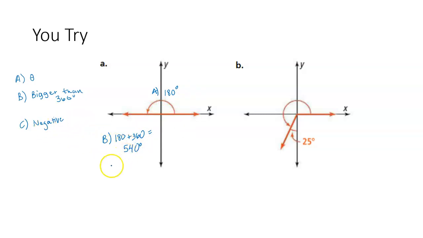And then the third way I could describe it is I could take 180 minus 360, which means I go to that angle and then I go backwards around the circle. So that would be 180 minus 360, and that would give me negative 180. So now I have three different ways of describing that angle. I'll leave the other one for you to try, but you're always doing the angle itself, the angle bigger than 360, and the negative angle for this problem.